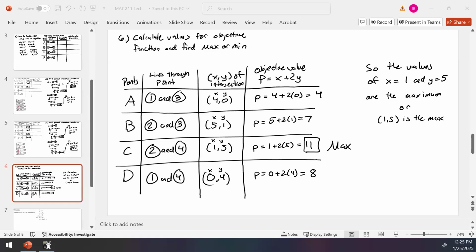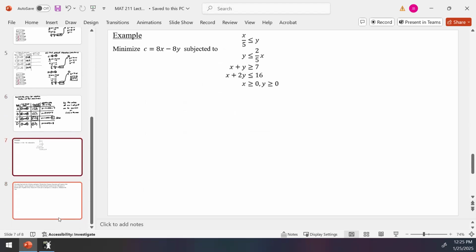So now let's do an example of minimization. It's the same problem, just now we're minimizing. So we're going to minimize C equals 8x minus 8y subject to all of these conditions. Now, what's interesting about this problem is the x and y axis are now going to be boundaries, which means you have a lot more closed regions. So again, just because you have a closed region doesn't mean that that's the one that has the solution. You still have to find which one is the feasible region. So that's what this example is going to illustrate.